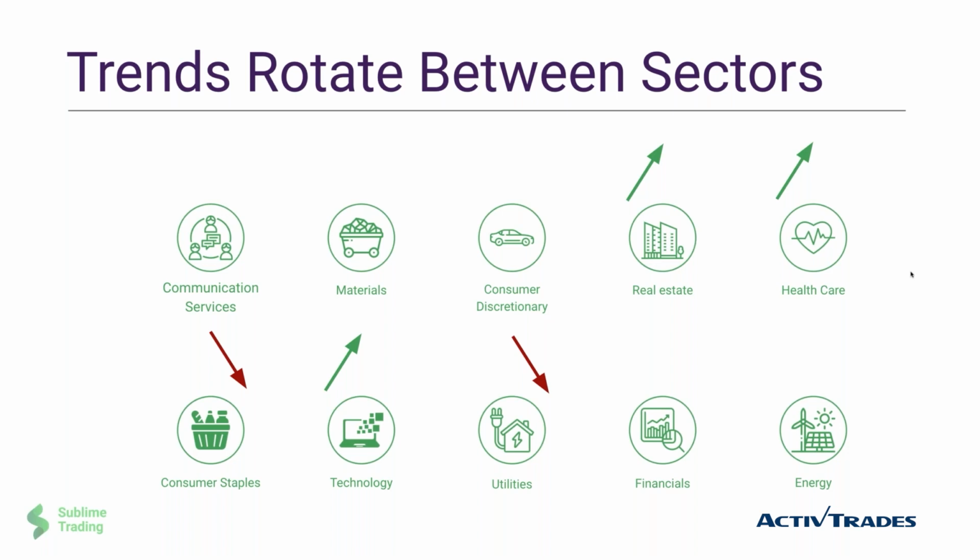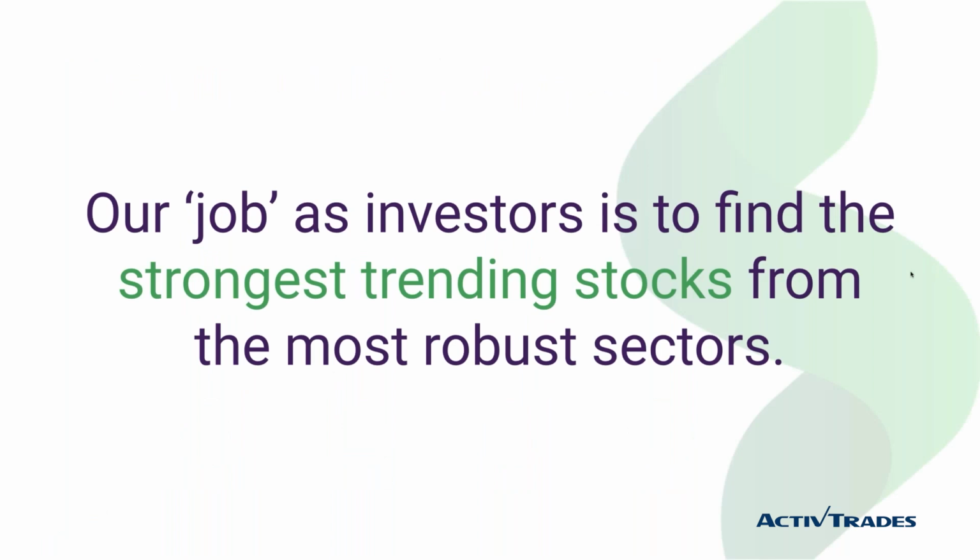Hold for 12 to 18 months and then rebalance. Our job as investors is to find the strongest trending stocks from the most robust sectors. That is our job as investors. That's the starting point of a good portfolio. If you don't have the best stocks in your portfolio, you will never make money. Never. You may have the best strategy, you may have the best mindset, you may have the best risk management skills, you may have all of that. But if you're constantly picking the wrong stocks, which is a common problem, then you will never make money and your portfolio will never gain traction.